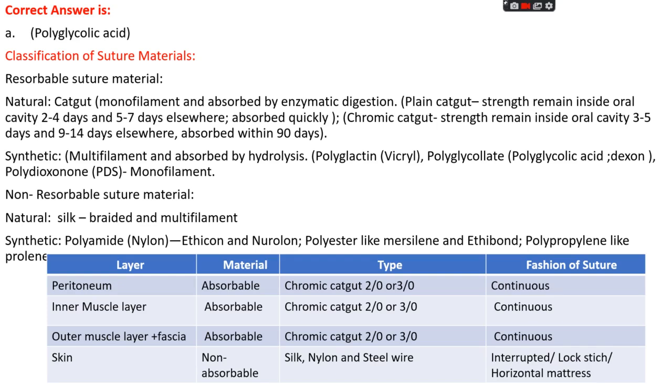But in case of skin, we mostly use non-absorbable suture material like silk, nylon, steel wire, and the suture pattern is interrupted, lock stitch, horizontal mattress, etc.